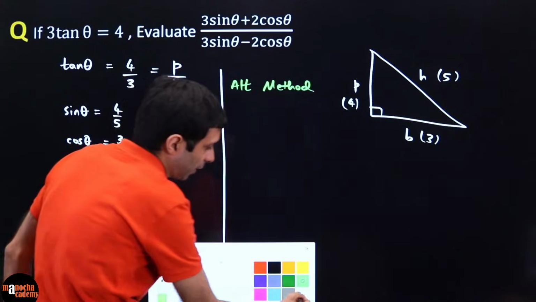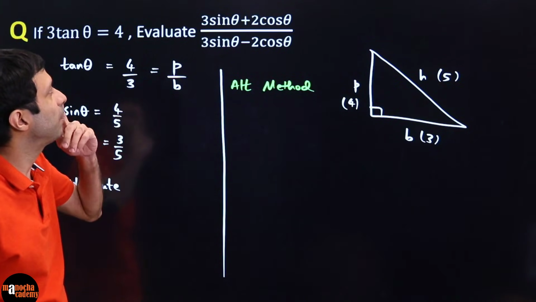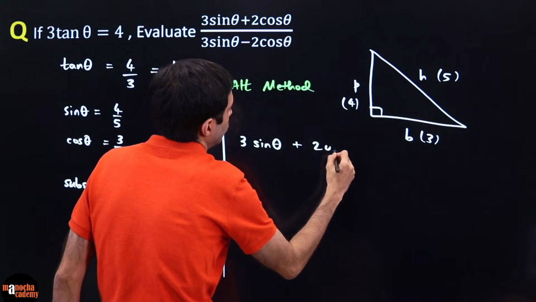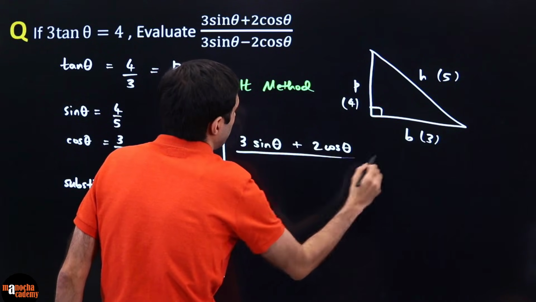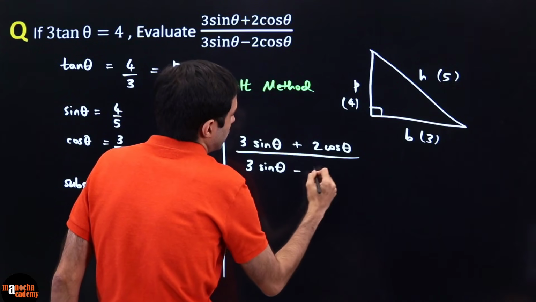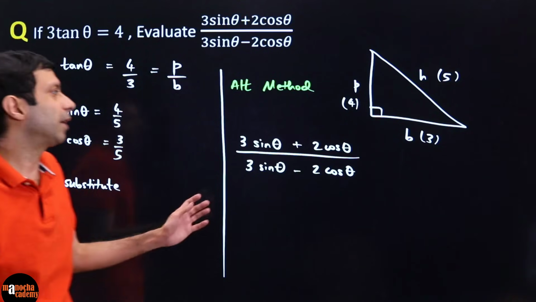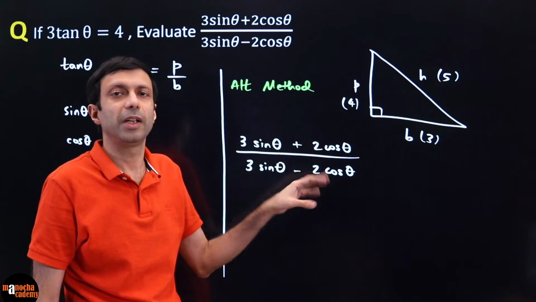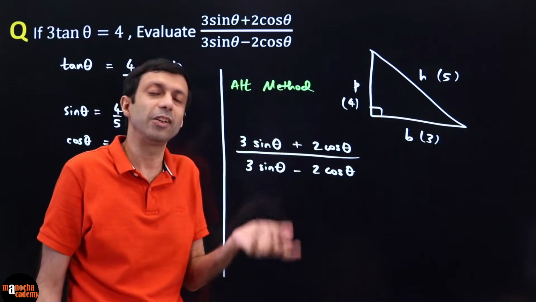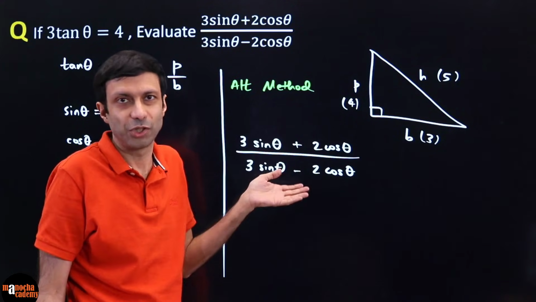So what is one smart thing we can do? Let's see. We have been given 3 sine theta plus 2 cos theta divided by 3 sine theta minus 2 cos theta. So I have to find this ratio. Now I can multiply the numerator and denominator with the same thing. The ratio doesn't change, the fraction doesn't change. Or I can divide the numerator and denominator with something. The same thing, the fraction won't change.